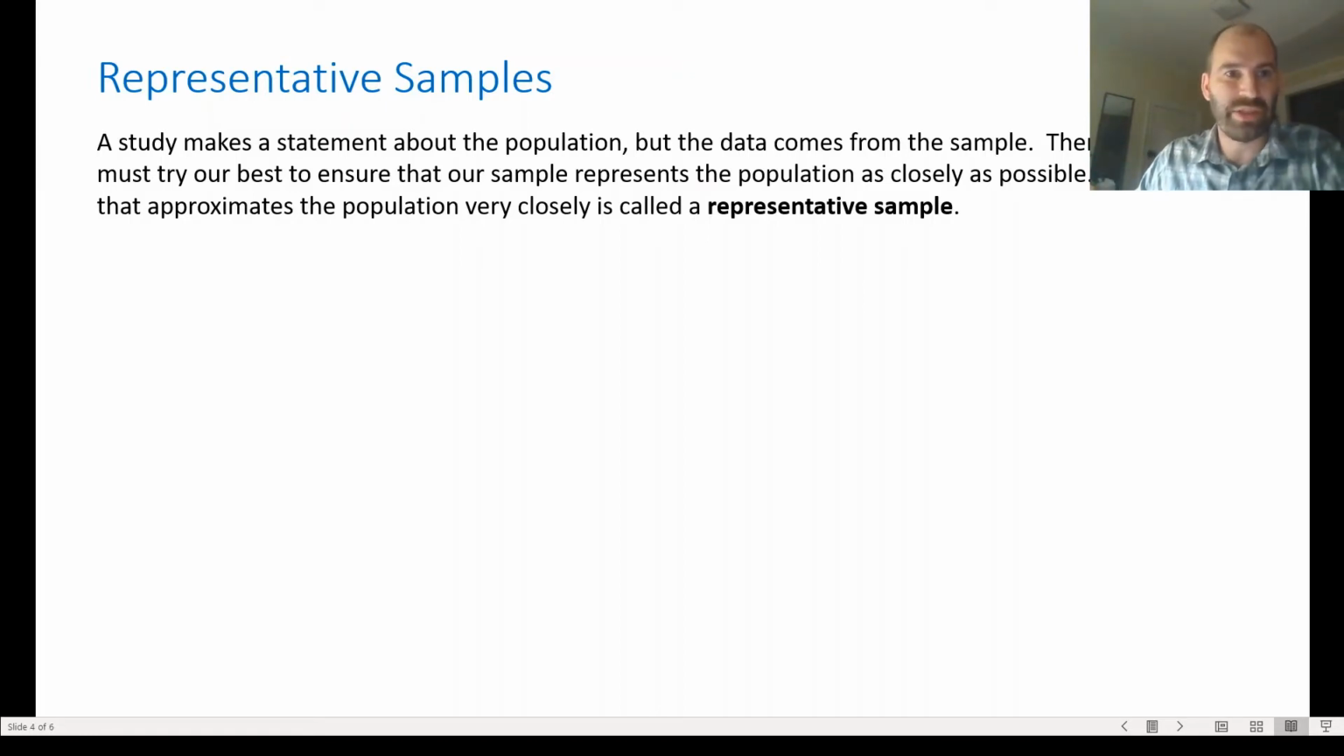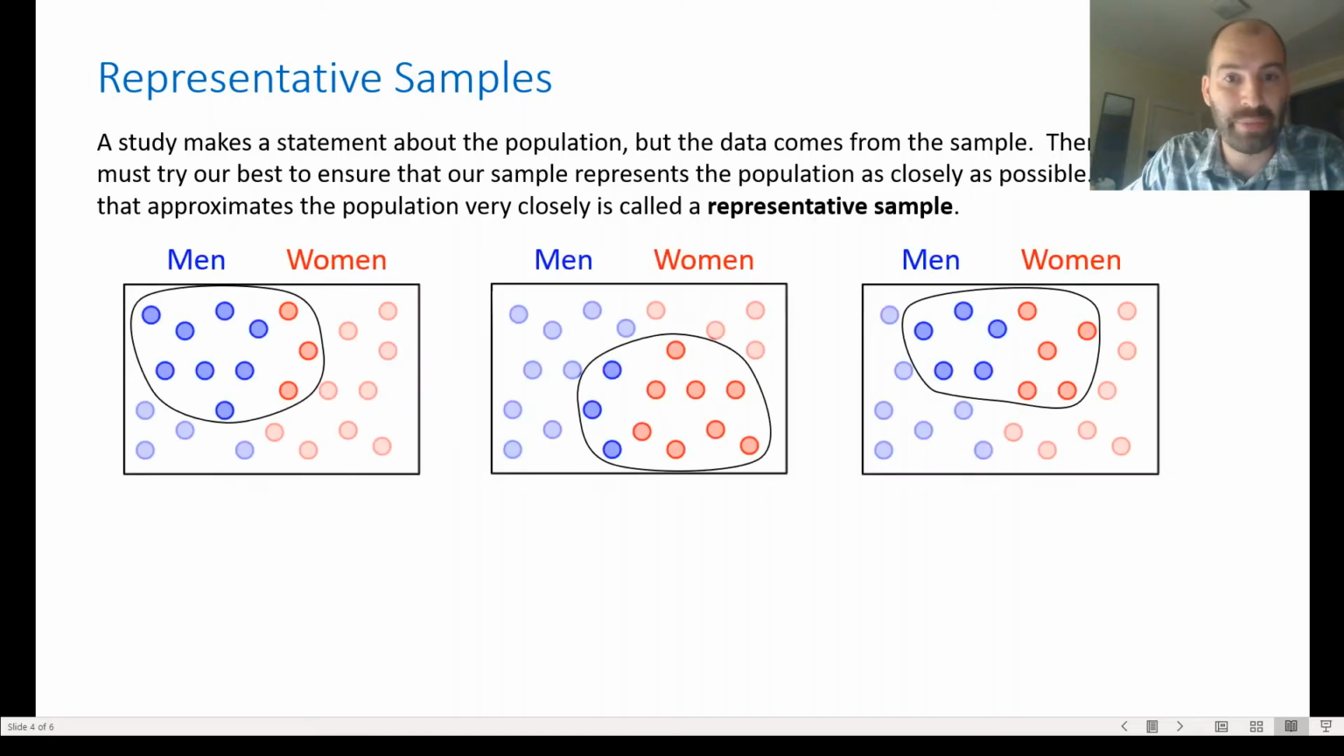So let's read this. A study makes a statement about the population. That's what the study is about. But the data comes from the sample. Therefore, we must try our best to ensure that our sample represents the population as closely as possible. A sample that approximates the population very closely is called a representative sample. So let's look at some examples here.